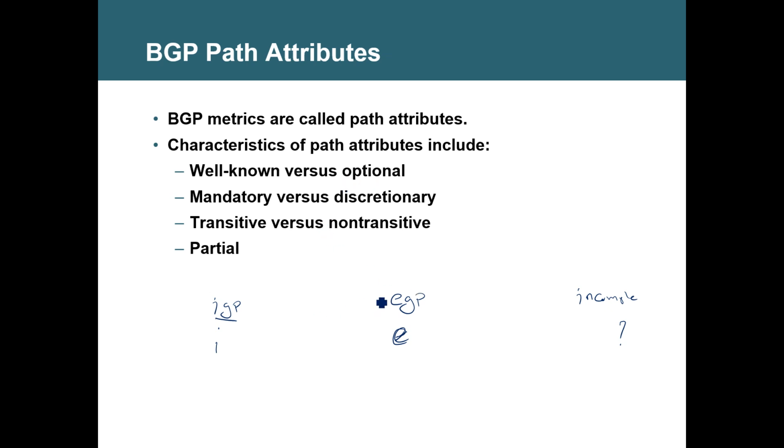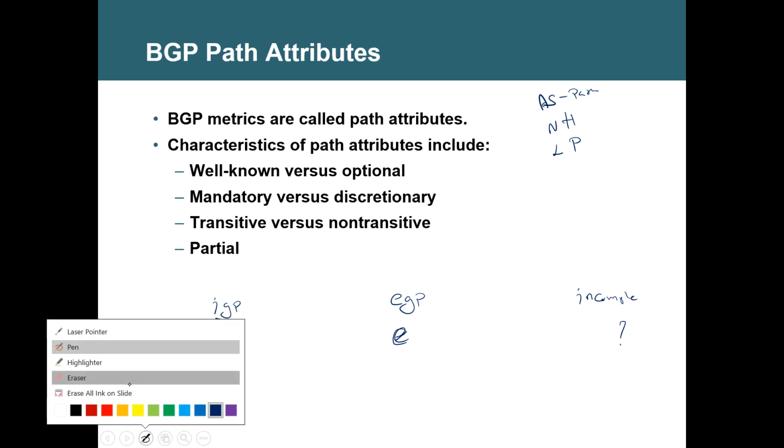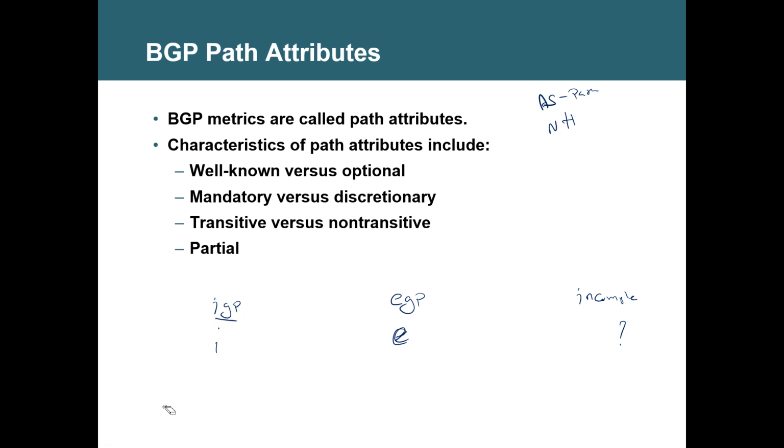All these three are well-known mandatory. What are the three? Number one, next hop. Number two, I did not say that, local preference. Local preference is also well known, but not mandatory. AS path, and origin. These three are well-known mandatory.